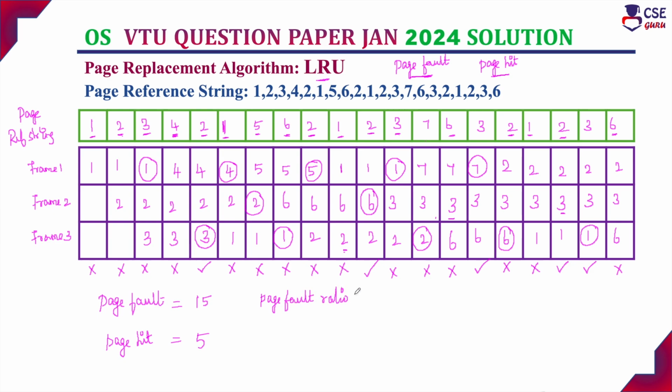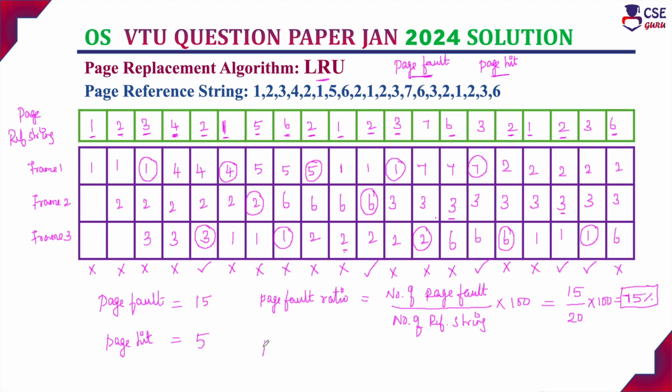Next, you need to find the page fault ratio and page hit ratio. So page fault ratio, how will you find? Number of page faults divided by number of reference strings into 100. How many reference strings have they given here? It is 20. So number of page faults is 15 divided by number of reference strings is 20 into 100. So you will get 75%. So the page fault ratio is 75%.